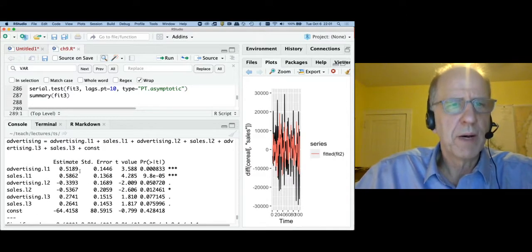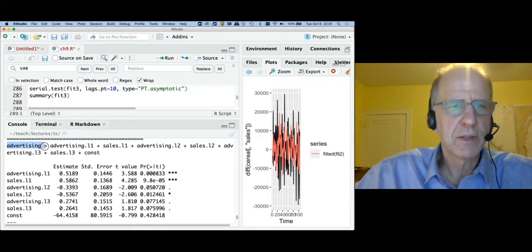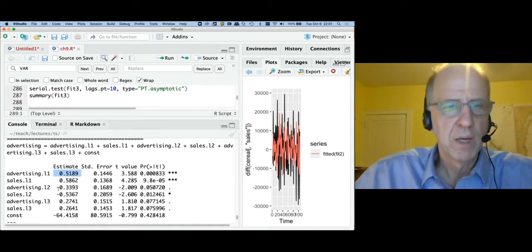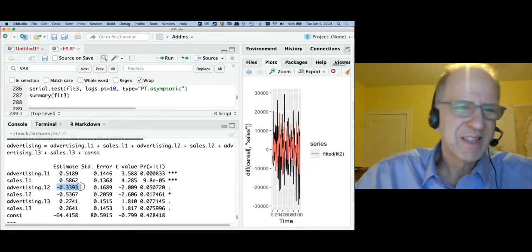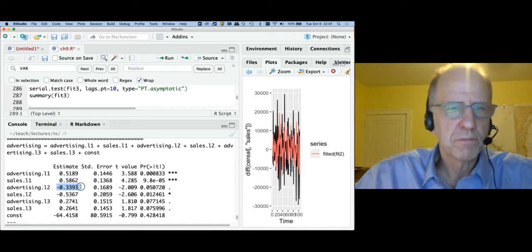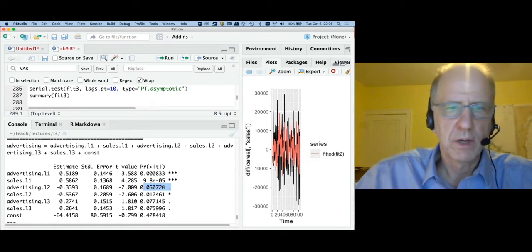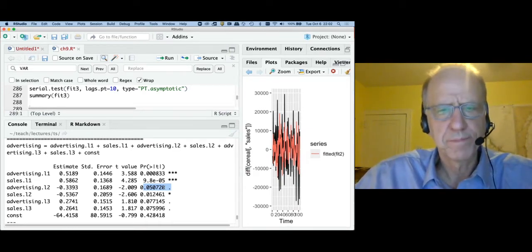We first have a model predicting advertising this period as a function of advertising in the previous period. So we get a big positive coefficient there. We get a borderline significant negative coefficient, 2 periods lagged. 3 periods lagged, it's kind of borderline significant as well. I'm not completely sure we need those, but our previous tests were saying we ought to be including those lags.